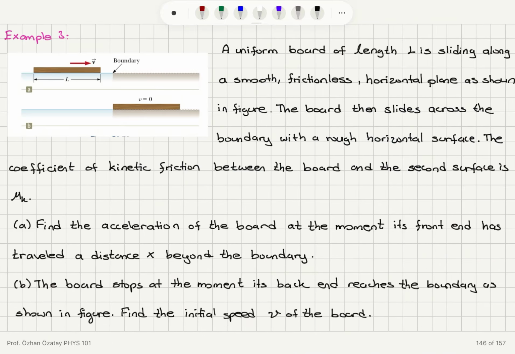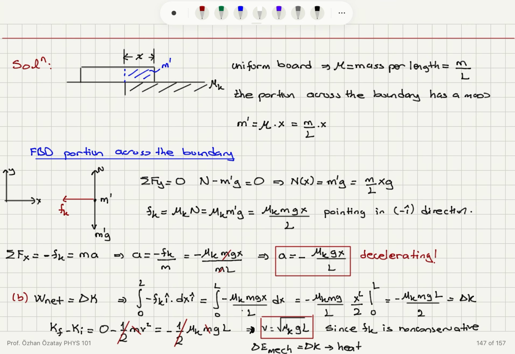And for the portion of the board that has traveled a distance x across the boundary, we have looked at the free body diagram. We see the normal force from the horizontal surface, the weight of that portion, and kinetic friction acting on it. The normal force is a function of x, m prime g, which is m over L x g. The kinetic friction is opposing the motion in the negative direction. It is mu k m g x over L. And the net force on the x-axis is minus Fk, which is mass times acceleration. So we find the acceleration is negative, minus mu k g x over L.